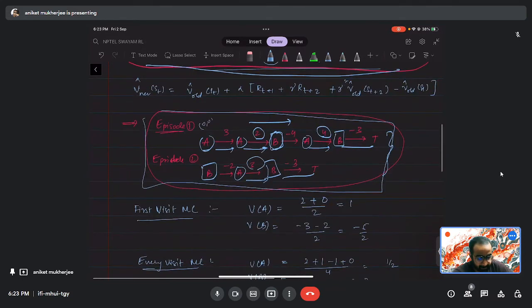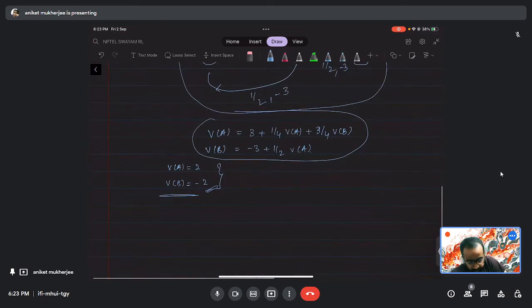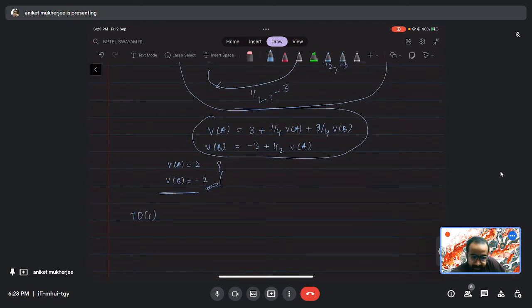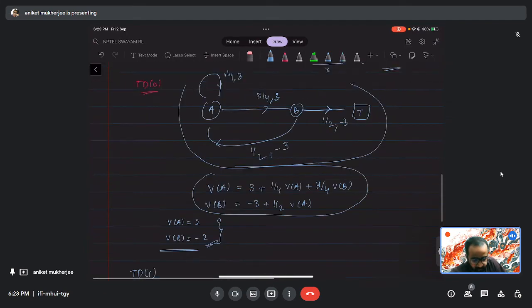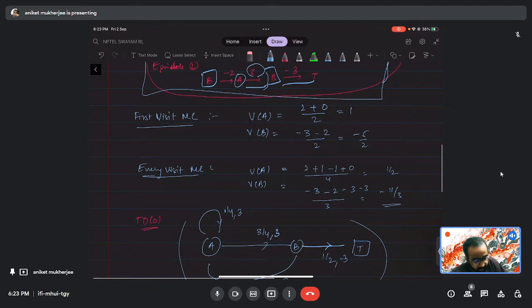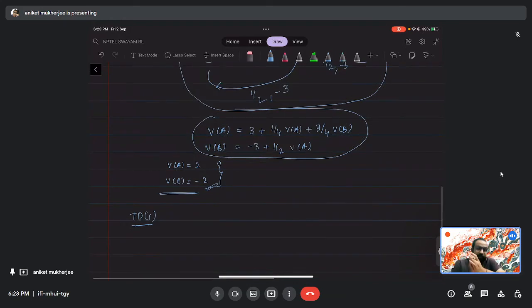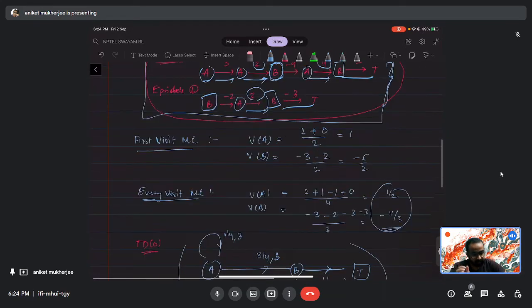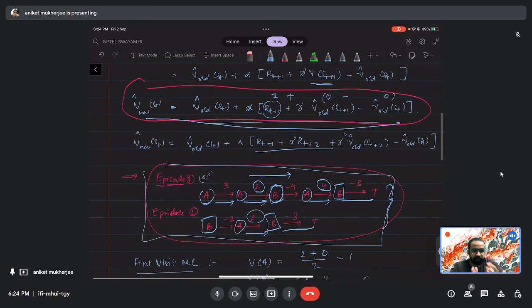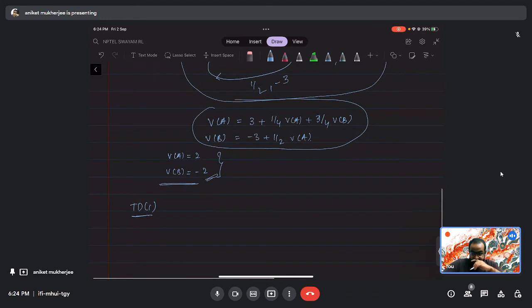Yes, it is clear. So, sir has not taught TD1; I think sir will teach TD1 later. But just before, what I wanted to say is, TD1 would converge to every visit Monte Carlo. TD1 is something where, instead of just two steps, you look at the whole trajectory at once and then update it. So just for these two episodes, it converges to TD1, which is looking at the whole trajectory. So this is TD0 and TD1.